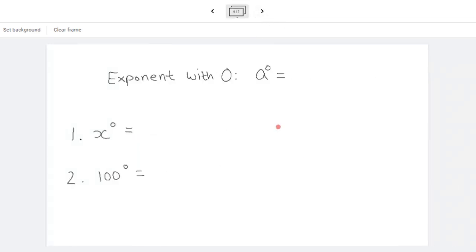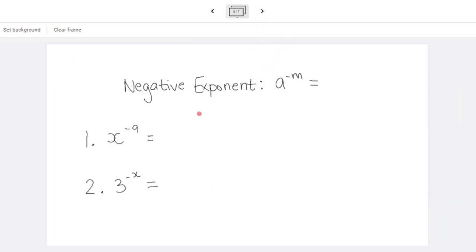Our next one is the exponent of 0. Oh my god, what are we going to do? What does 0 mean? Well, guys, this is the easiest out of them all, okay? If you have anything to the power of 0, a to the power of 0, that's going to simply equal 1, okay? So x to the power of 0 is 1. 100 to the power of 0 is 1. Anything to the power of 0 is 1, okay? Easiest rule out of them all. So that was easy, right?